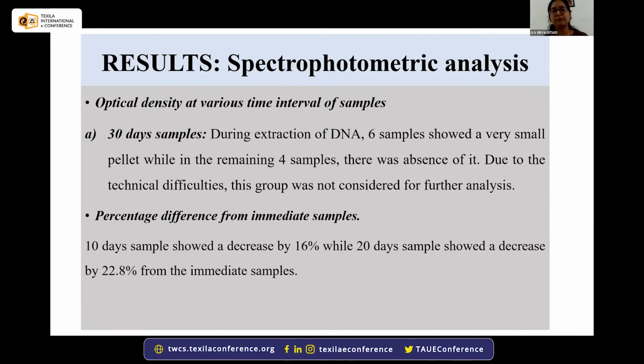There was a complete absence of it. So due to technical difficulties, this complete group was excluded from the analysis. So only the immediate, 10-day and 20-day samples were considered.